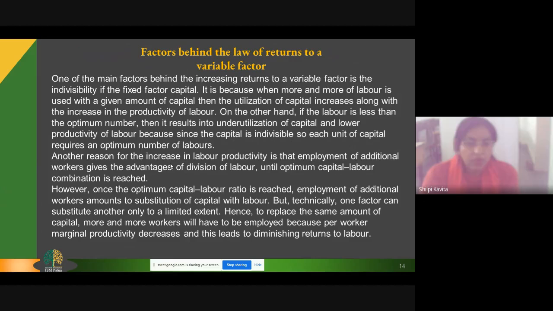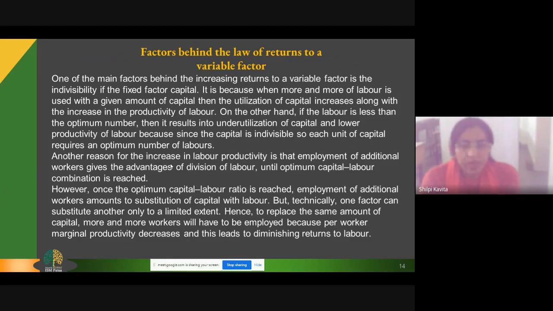Stage 1 is called the stage of increasing returns. Stage 2 is called the stage of diminishing returns. And stage 3 is called the stage of negative returns. So what is the reason behind that? The reason is, first of all, one of the main factors behind the increasing returns to variable factor is the indivisibility of the fixed factor capital.